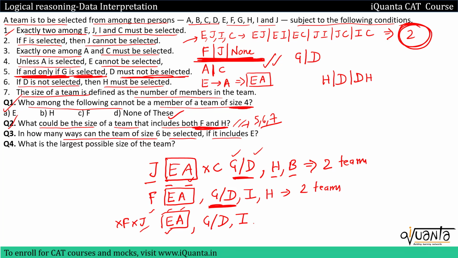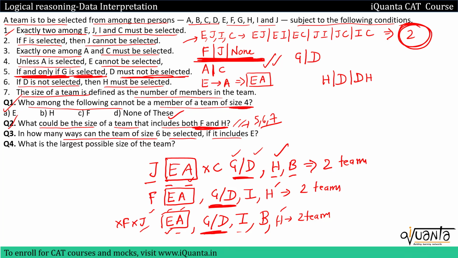He can be selected. So till now I have selected 1, 2, 3, 4 people. I need 2 more. So definitely 1 out of them will be B. Then another person can be H. There is no conflict. So again 2 teams possible from here. In one I will have G, in one I will have D. Now so far in all the teams I was having H present.